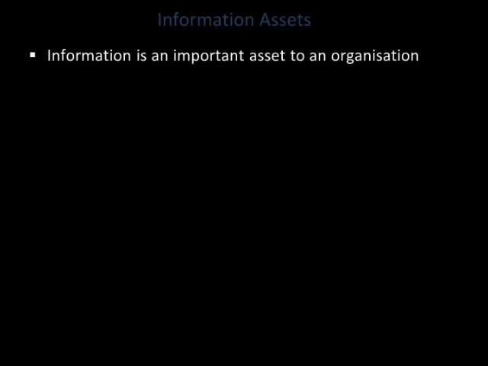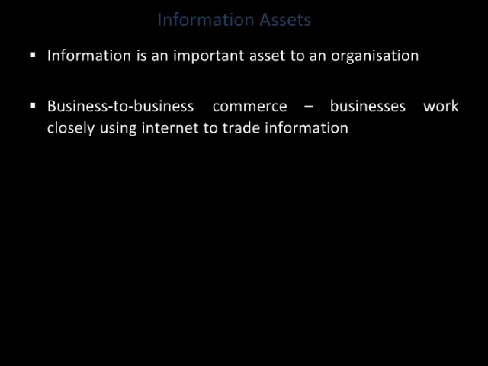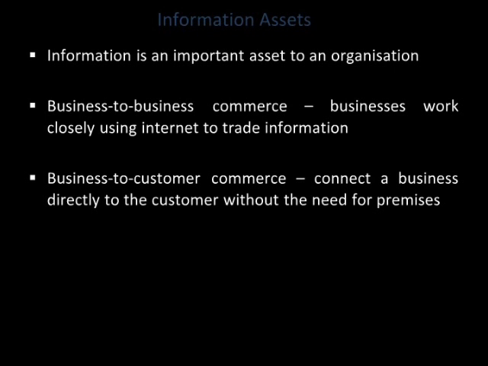Two new, but already familiar, models of organizations working together electronically in this way are the following. Business-to-business commerce, in which businesses work closely together using the Internet to trade information and services. Examples include financial management and web server management. Business-to-customer commerce, in which the Internet is used to connect a business directly to the customer without the need for premises, such as shops or warehouses. Examples include many small software firms, the book retailer Amazon, etc. However, in sharing information, an organization also needs to be aware of the various laws, regulatory frameworks, and codes of practice. Failure to comply with these can lead to disciplinary action against individuals and to legal action against organizations.